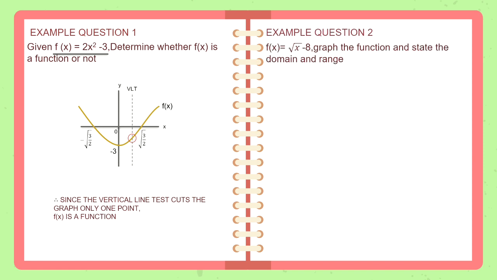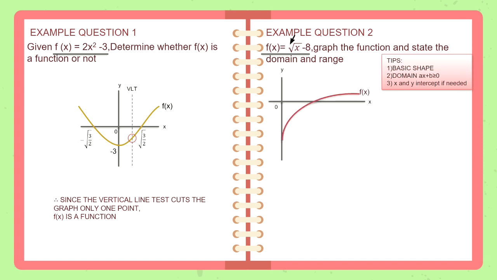Next, example question 2. f(x) equals surd x minus 8. Graph the function and state the domain and range. There are a few tips to sketch a surd function. First, we need to check the basic shape, where we need to check the sign of x and y. So from the question f(x) equals surd x minus 8, we see that x is positive and y is also positive. So the graph will go to the right and upwards.